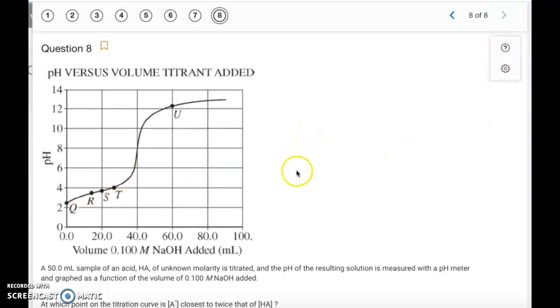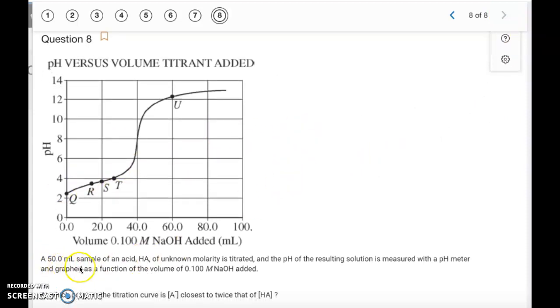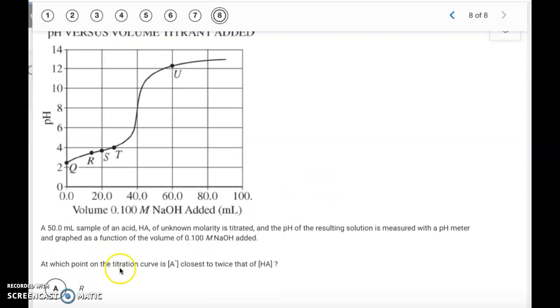All right, we have another titration curve. We have a 50 milliliter sample of acid HA of unknown molarity that is titrated, and the pH of the resulting solution is measured with a pH meter and graphed as a function of the volume of 0.1 molar NaOH added. So this is another weak acid, strong base situation. You can tell because the equivalence point, which would be right about here, is above 7. At which point on the titration curve is A negative, the conjugate base, closest to twice that of HA?